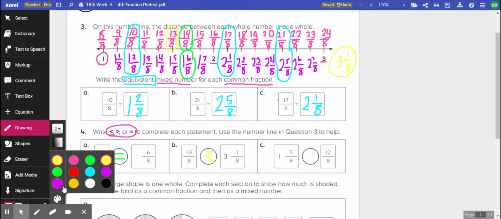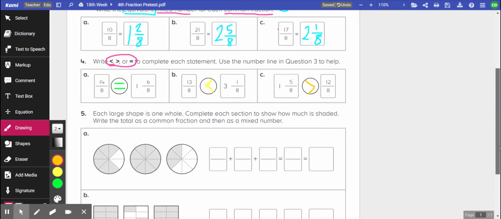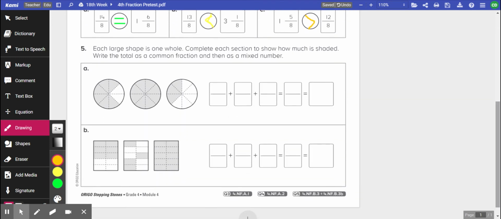Then, last but not least, let's try orange. 1 and 5/8 is right here. 12/8 is right here. Oh, 1 and 5/8 is barely more. It's 1/8 more, but it is still greater. So that is the answers to those ones. And I use my number line to help me. Then the last problem on your test looks like this.